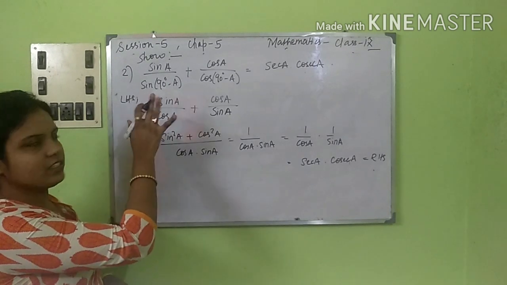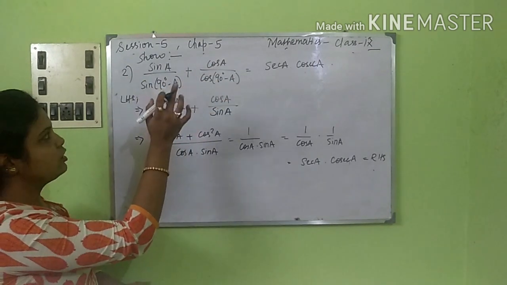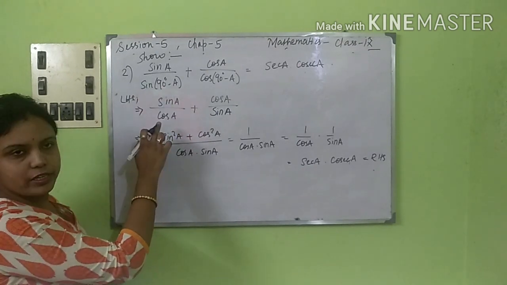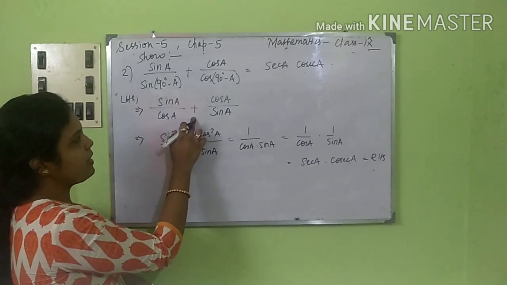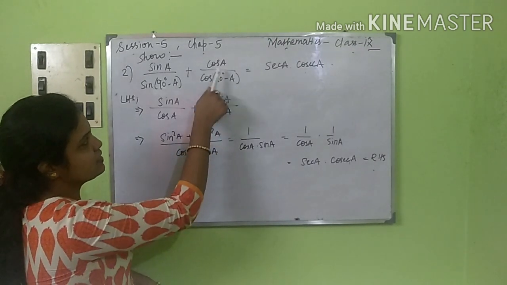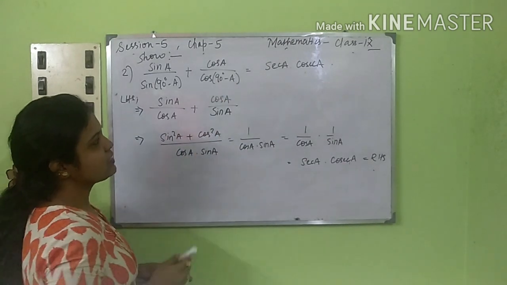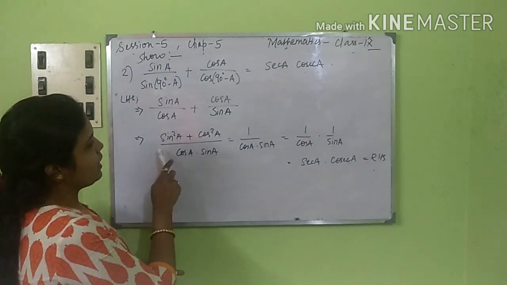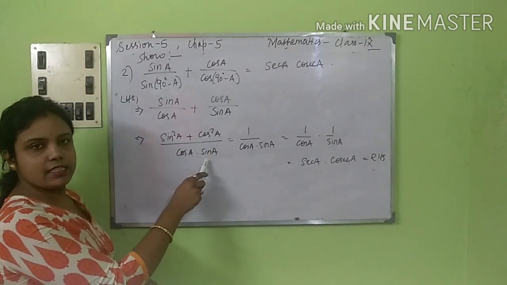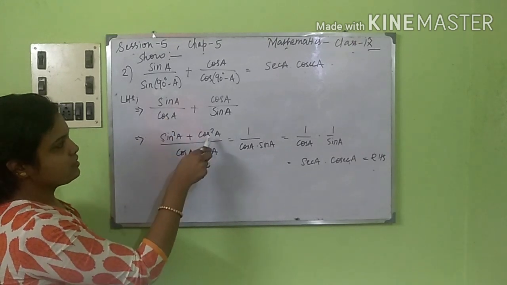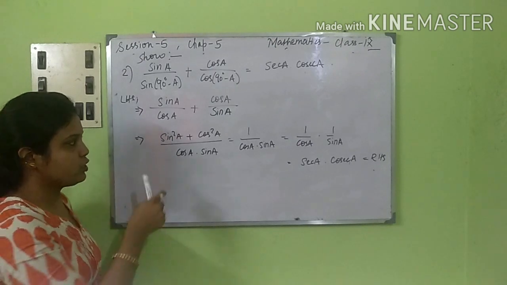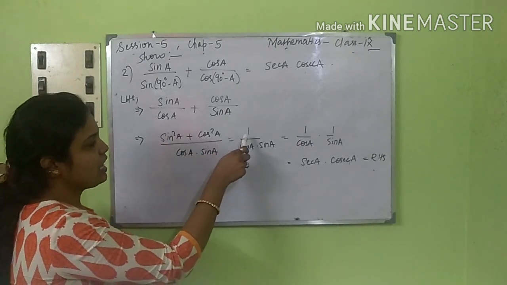Taking the left hand side first, that is this particular portion first. So sin A by sin 90 degree minus A. Now sin 90 degree minus A we know as cos A, so I have written that, plus cos A by cos 90 degree minus A. Again, cos 90 degree minus A is known as sin A, right? Next, take the LCM. We have taken cos A into sin A as the LCM. This gives sin square A plus cos square A.